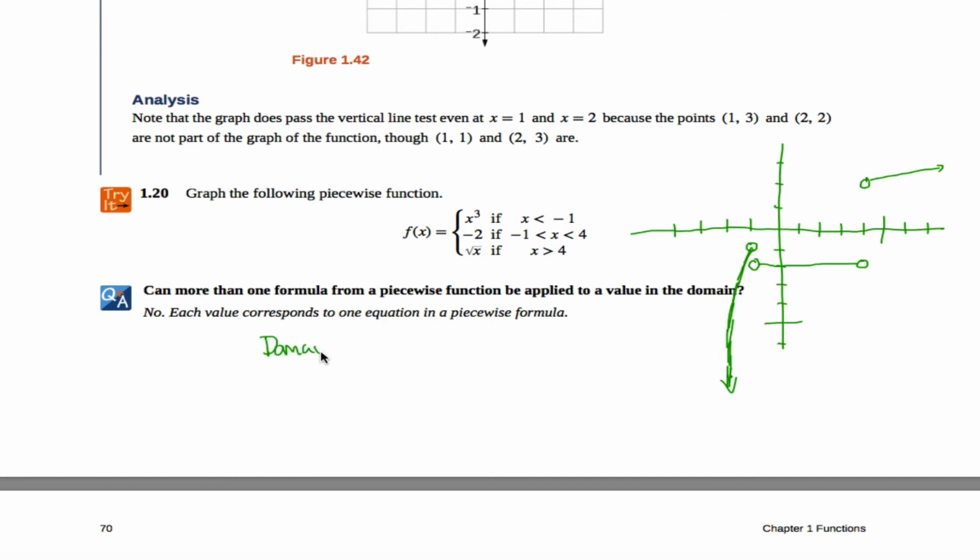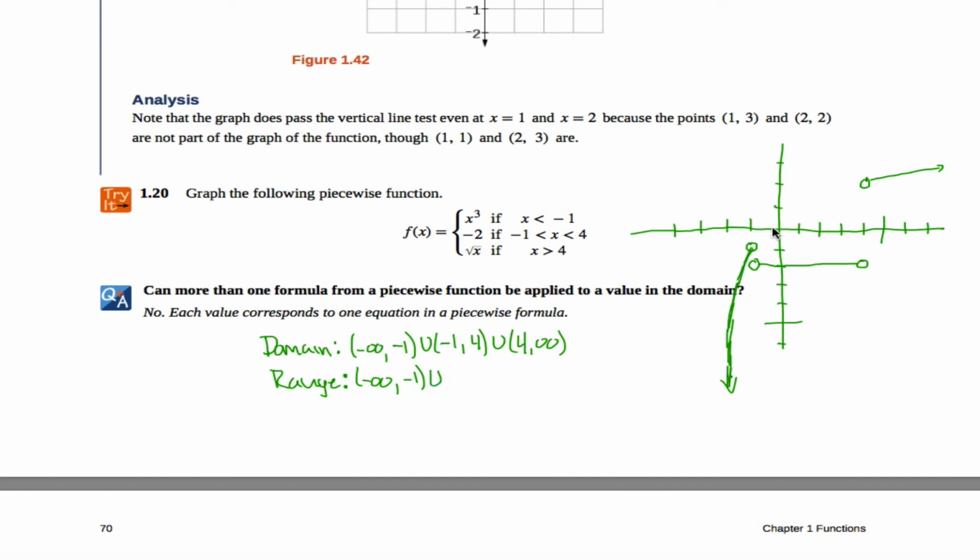Domain, in interval notation, would be everything from -infinity up to -1. Union, everything from -1 up to +4. Union, everything from 4 up to infinity. And the range would be everything from -infinity up to -1. And that comes from this portion. The heights here go as far down as you want and up as high as -1. And then I get the heights of -2 here, but I don't even need to add that because I already had that from this line here.